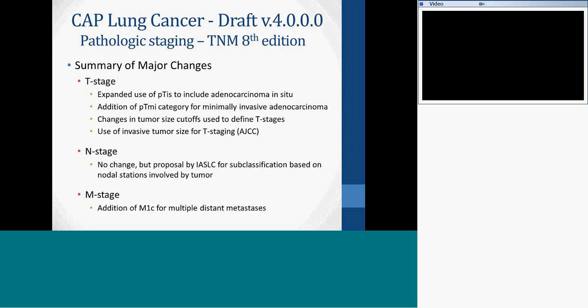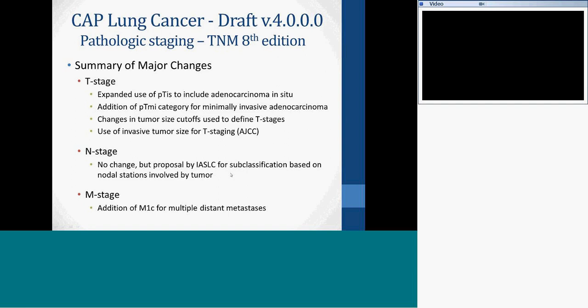Okay, just an overview of the major changes. I've already hinted at some of this. In the T stage fields, there's expanded use of the pTis to include adenocarcinoma in situ. There's another T category for MIAs. There are changes in the tumor size cutoffs used to define the different stages, and I'll show examples of that shortly. And I mentioned previously, at least for AJCC recommendations, the use of invasive tumor size for T staging.